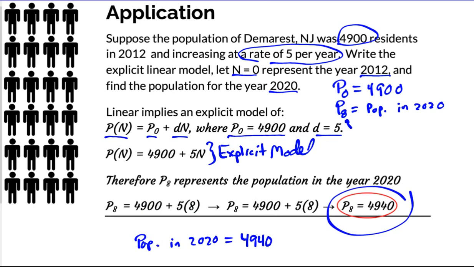So part of this is making sense of the subscripts. Instead of having a subscript of 12 and a subscript of 20, we used a subscript of 0 and a subscript of 8.